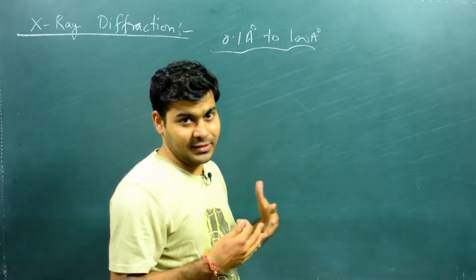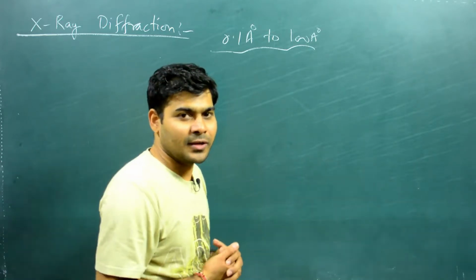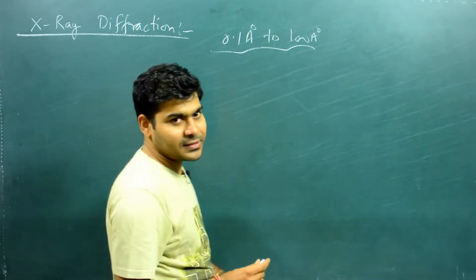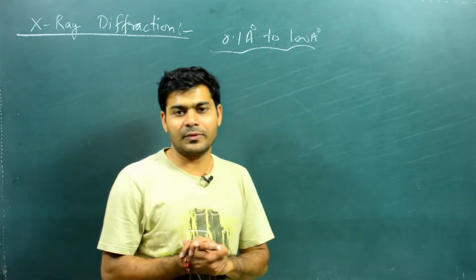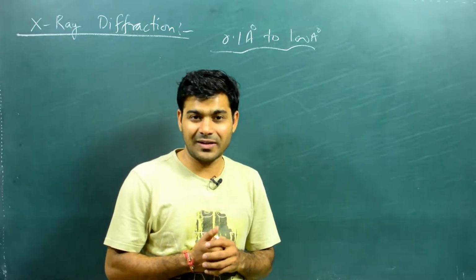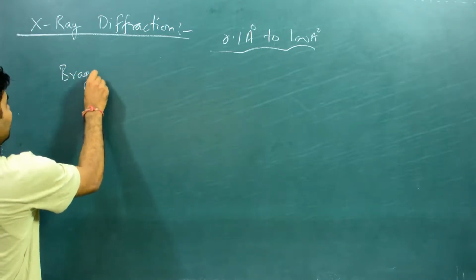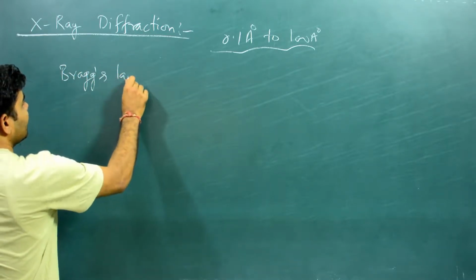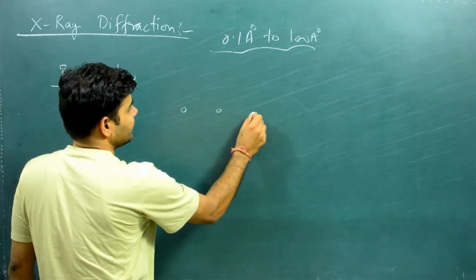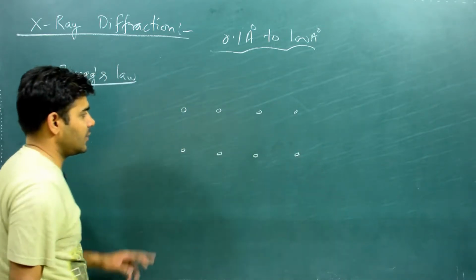So in that sense, XRD is one of the major tools to study the structural properties of crystals. The famous equation that is used to study the XRD patterns of these solids is known as Bragg's law, or Bragg's condition. Suppose this is the arrangement of atoms in a crystal.